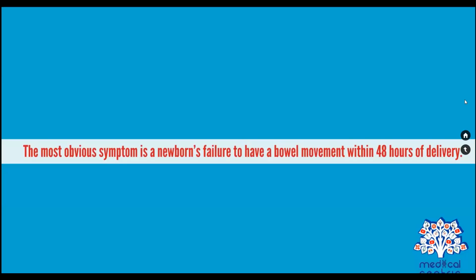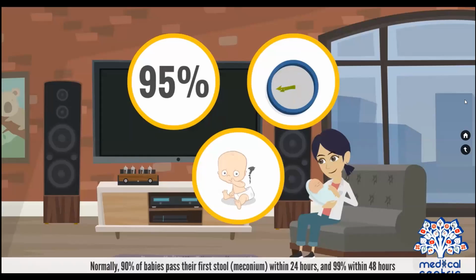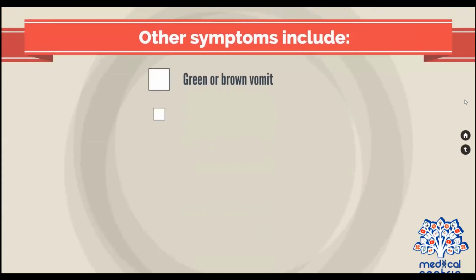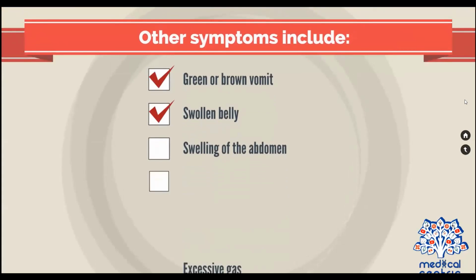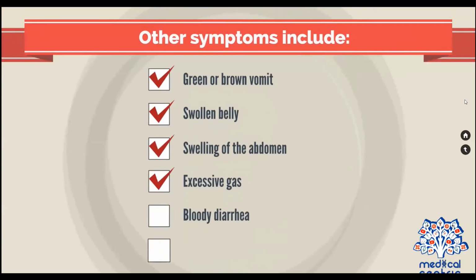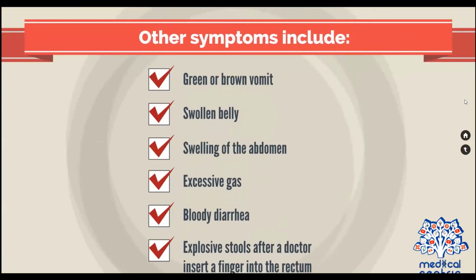Symptoms. The most obvious symptom is a newborn's failure to have a bowel movement within 48 hours of delivery. Normally, 90% of babies pass their first stool, or meconium, within 24 hours, and 99% within 48 hours. Other symptoms include green or brown vomit, swollen belly, swelling of the abdomen, excessive gas, bloody diarrhea, and explosive stools after a doctor inserts a finger into the rectum.